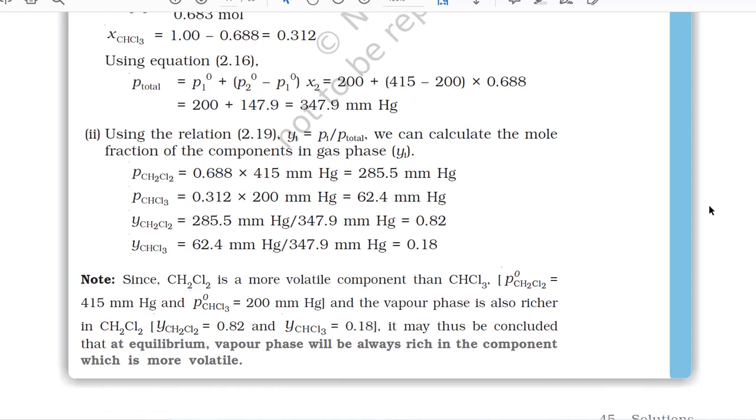Using equation 2.16, P total equals P01 plus (P02 minus P01) times x2, which equals 200 plus (415 minus 200) times 0.688, which equals 200 plus 147.9, which equals 347.9 mm Hg. Second, using the relation 2.19, y1 equals P1 upon P total, we can calculate the mole fraction of the components in the gas phase (y1).